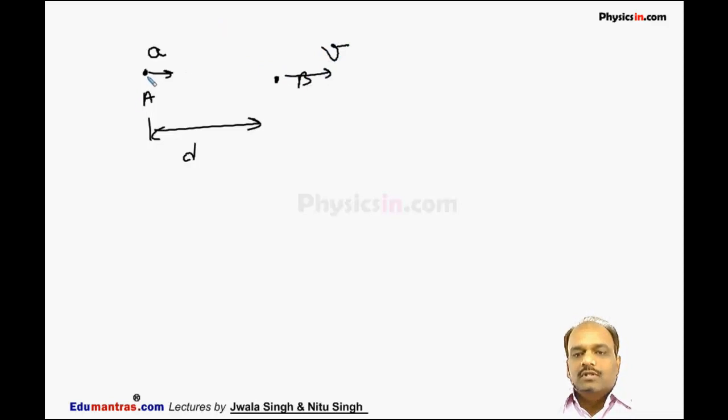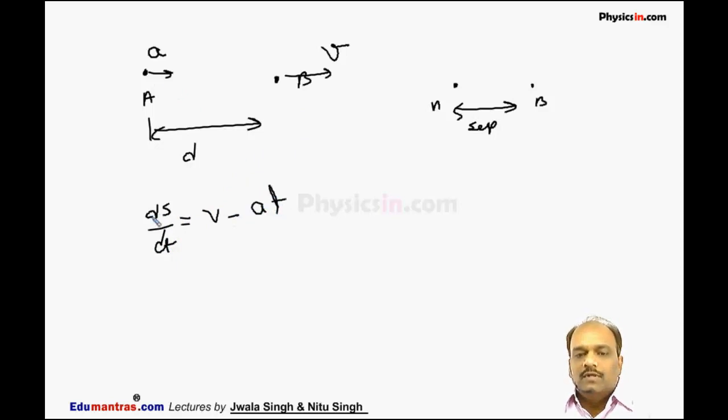A is at rest. Then the separation between these two at any instant, we can say A is here and B is here. This is the separation. So the separation between these two initially increases, it becomes maximum, and then it starts decreasing. So I can say the velocity of separation is ds by dt, and the velocity of separation is V minus the velocity of A, that is equal to a into t. This is the velocity of separation.